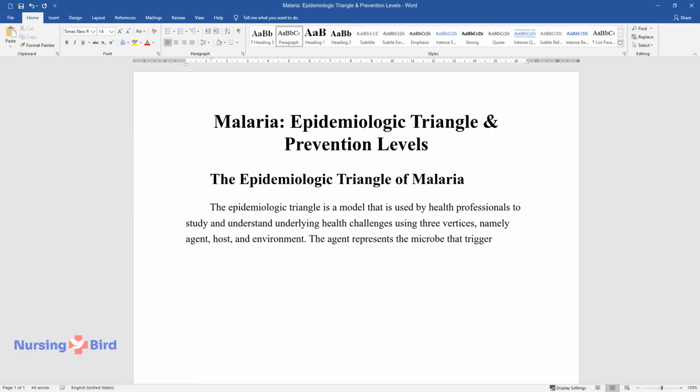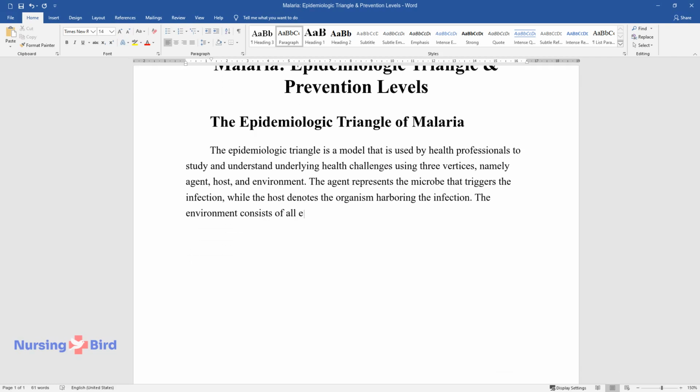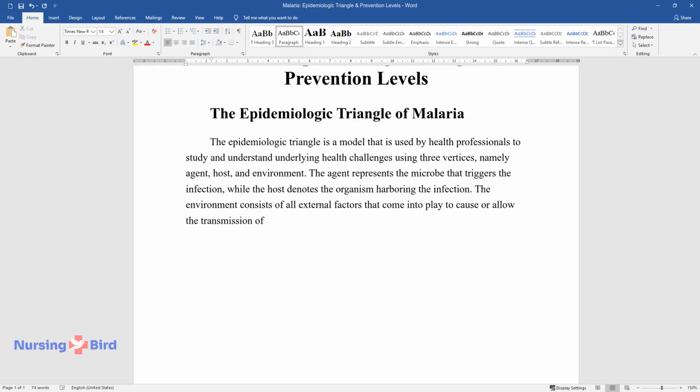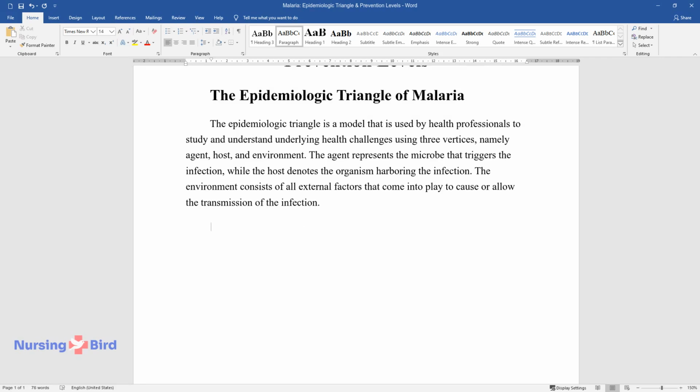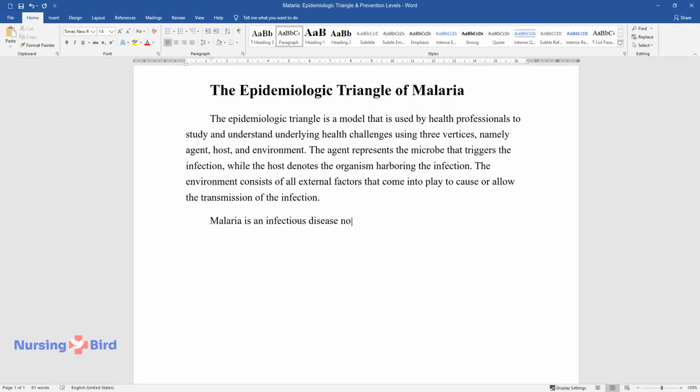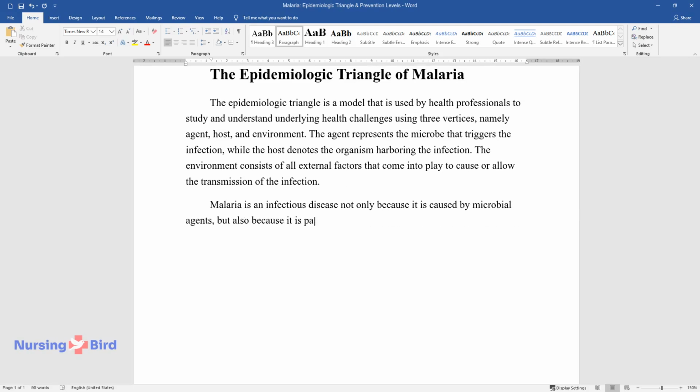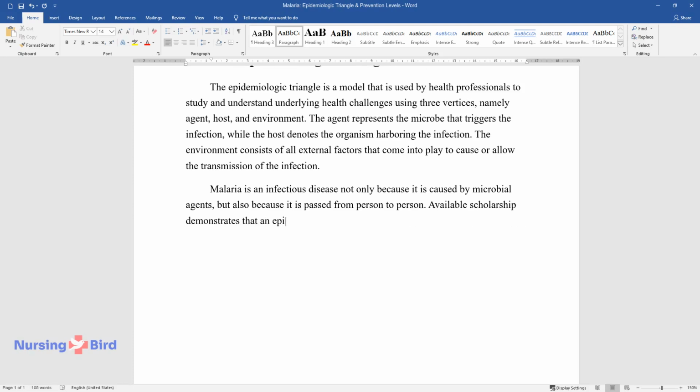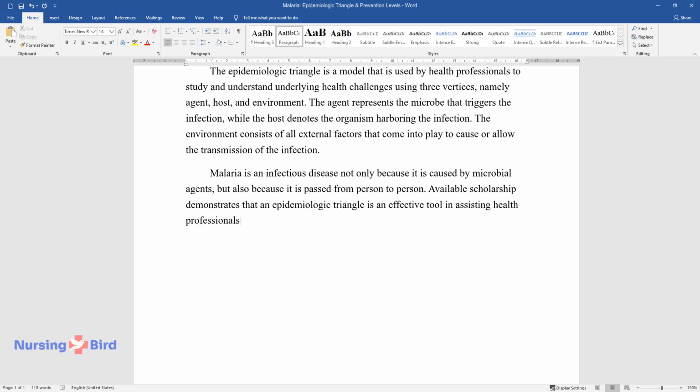The agent represents the microbe that triggers the infection, while the host denotes the organism harboring the infection. The environment consists of all external factors that come into play to cause or allow the transmission of the infection. Malaria is an infectious disease not only because it is caused by microbial agents, but also because it is passed from person to person. Available scholarship demonstrates that an epidemiologic triangle is an effective tool in assisting health professionals to understand the transmission of malaria.